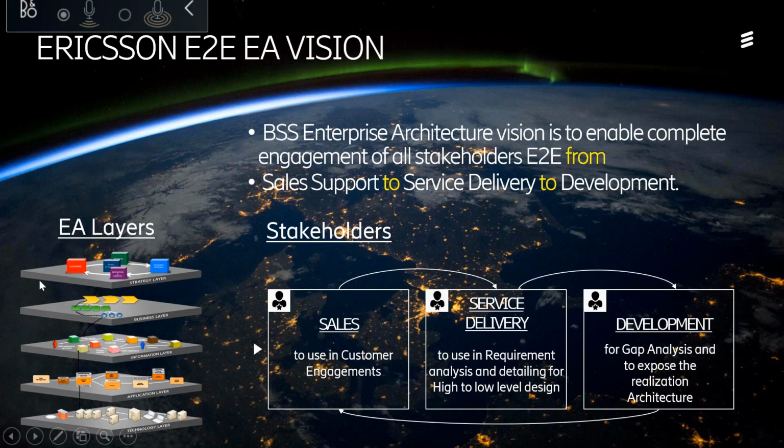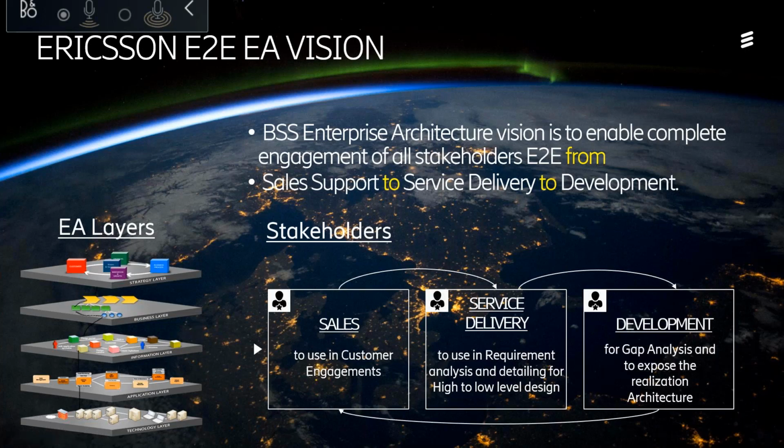So we try to follow a layered architecture, where we expose the application layer, information layer, business layer, strategy layer, and technology layer. All these layers are presented, and we have content in each of them and try to connect them, so that you can drill down from the top, from the business. For example, sales is interested only in the business layer, service delivery is interested in the application layer, and development is mainly focusing on the information, application, and technology layers. So there are different stakeholders who work on different layers, and we try to produce a lot of content.